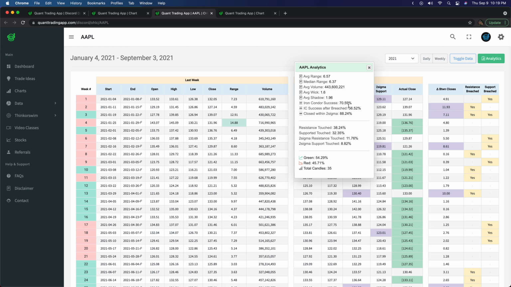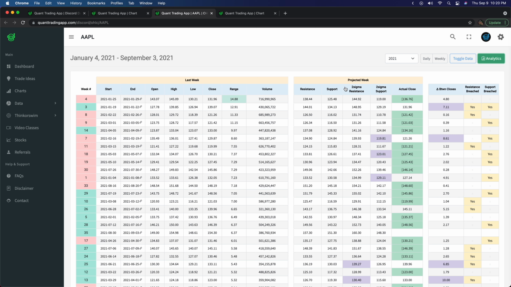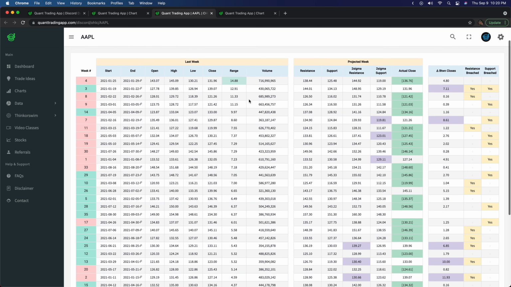It's telling you how many times the iron condor was breached, but yet how many times it actually closed within its ranges. You can see a little bit more information here. You can actually sort these tables by the range. You can click any one of these and actually sort it.